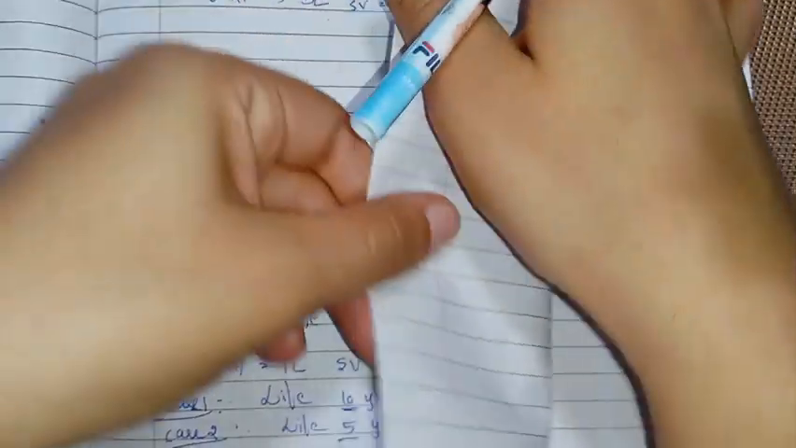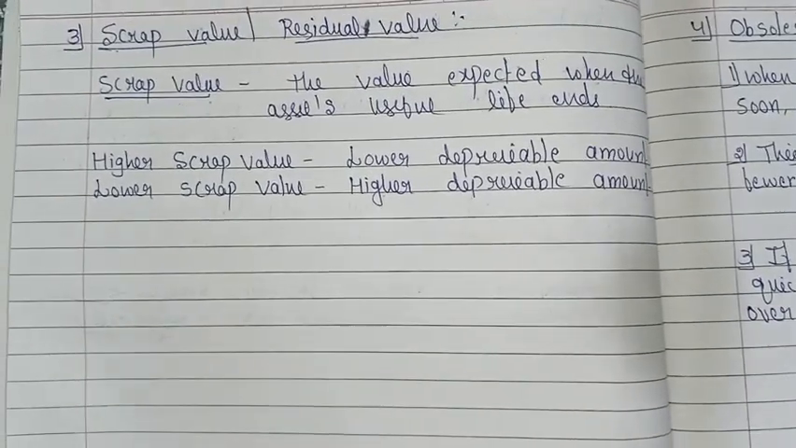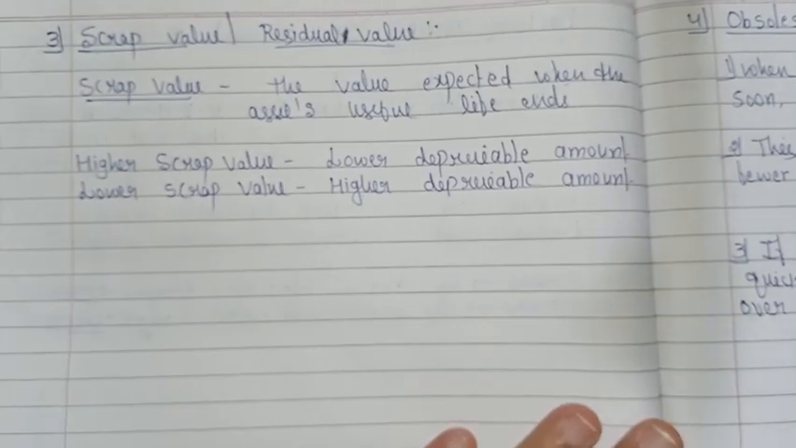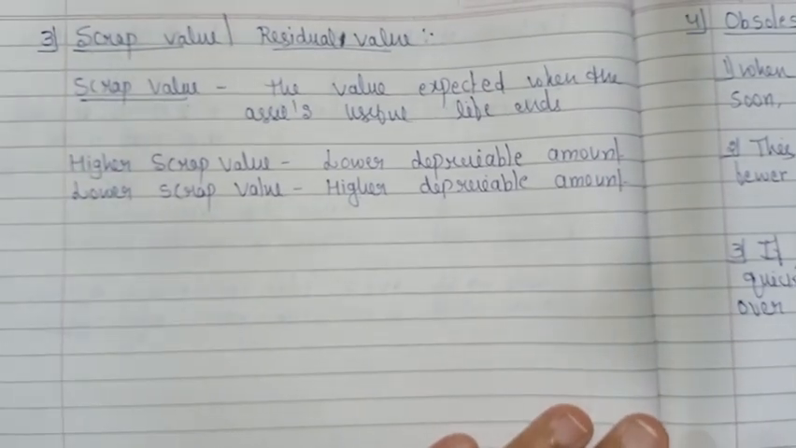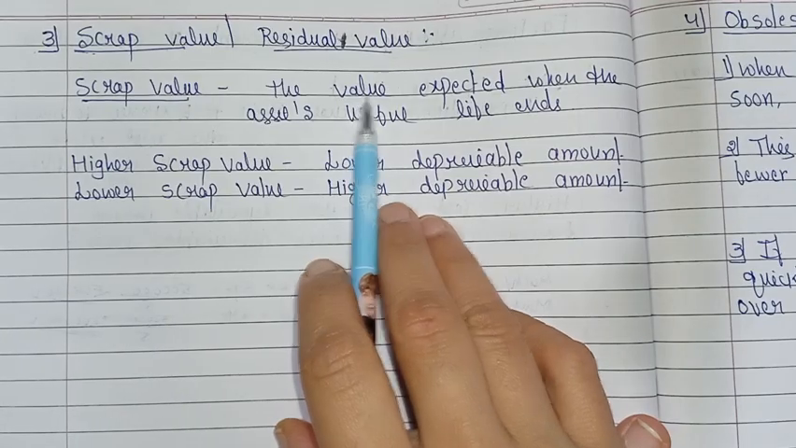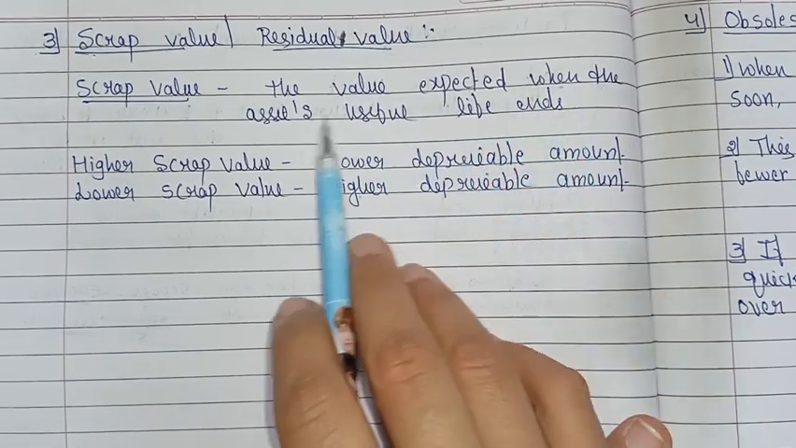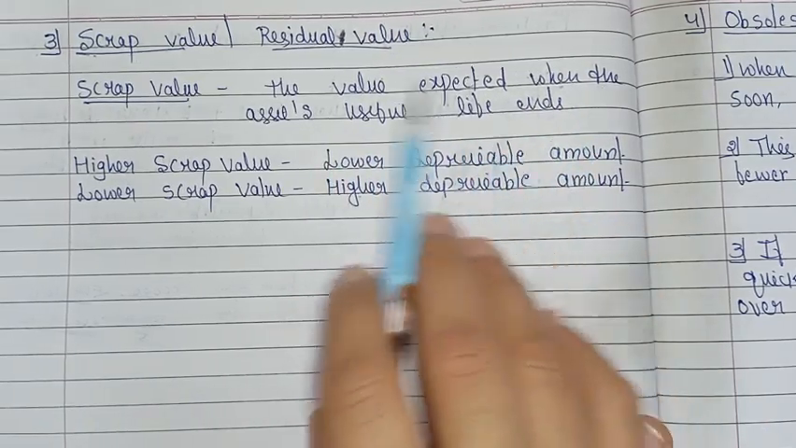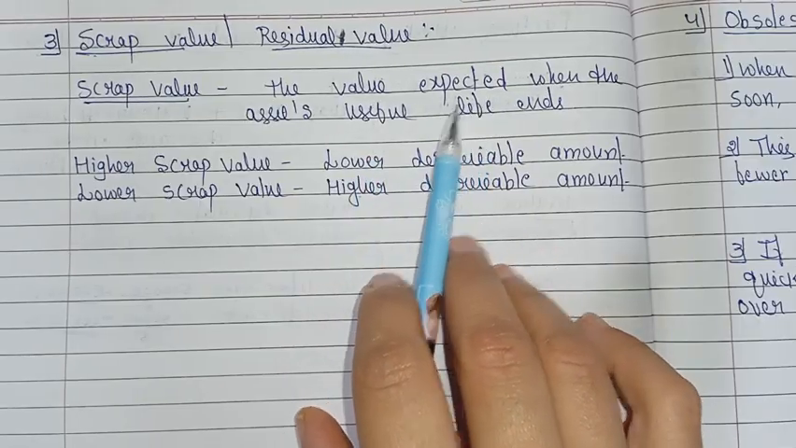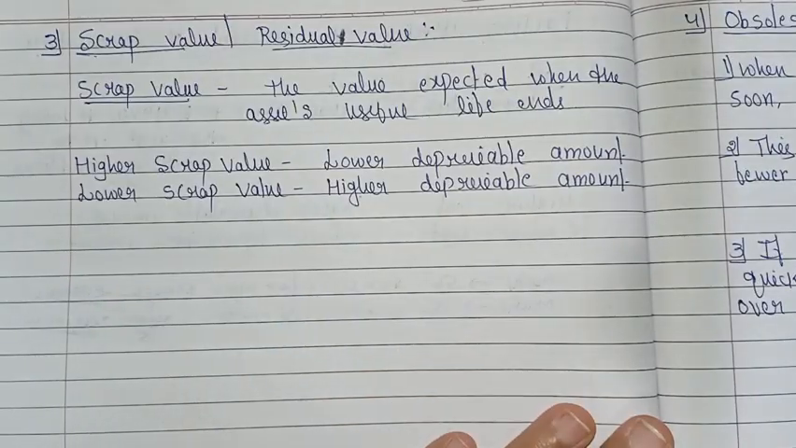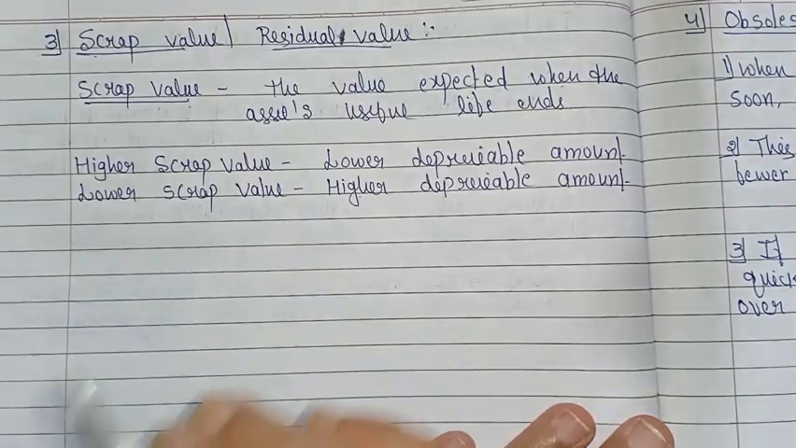Next, the third factor affecting the amount of depreciation is scrap value or residual value. Scrap value means the value expected when the asset's useful life ends.